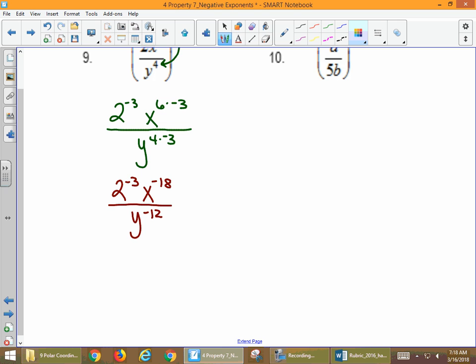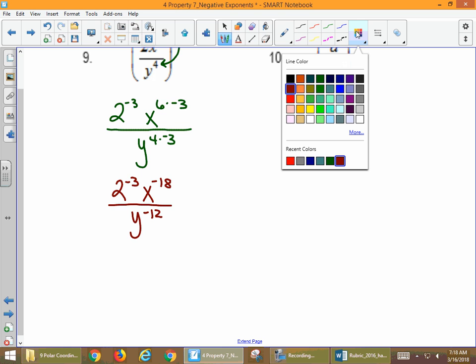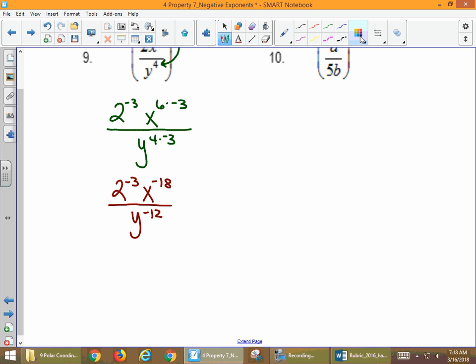Now what's happening with this problem is that everything is in the wrong place. All of your exponents are negative, which means you need to switch every term. Everything on top needs to go to the bottom, and our term on the bottom needs to come to the top. And when we switch over the fraction line, we change the sign on the exponent. They become positive.